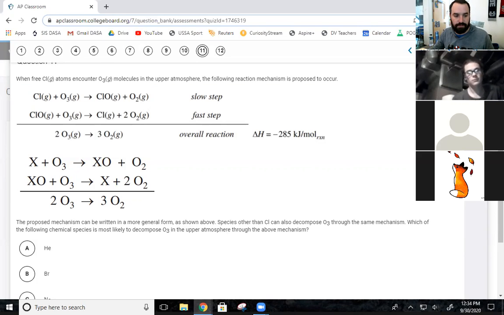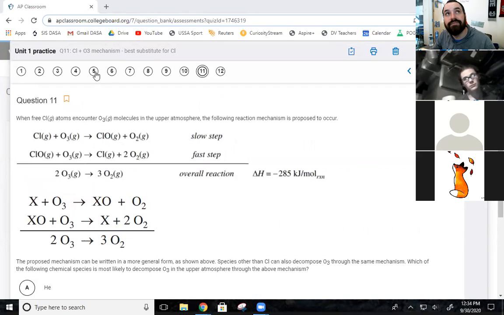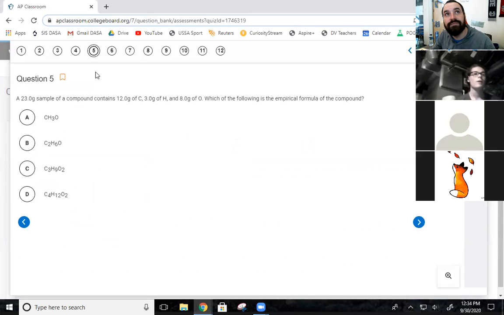Can we do, I don't remember if it was 4 or 5, but one of those? The combustion one? Yes. Yep. It might have been 6.